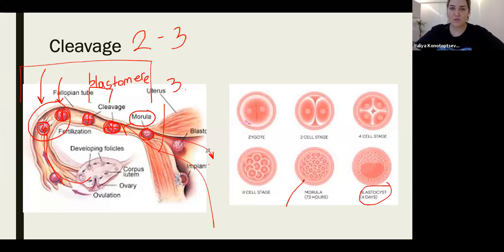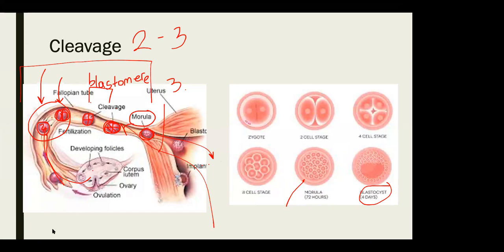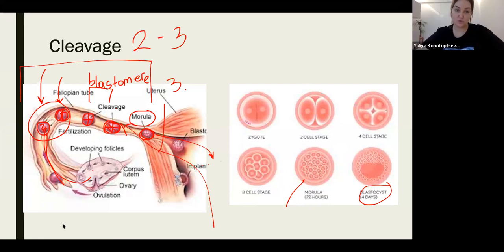I think it's important to mention, until morula, so including morula, these cells are stem cells. Which kind of stem cells? Totipotent. Yes, they're totipotent. Very good. So the zygote is a totipotent stem cell. Two cells, totipotent. Blastomere, totipotent.